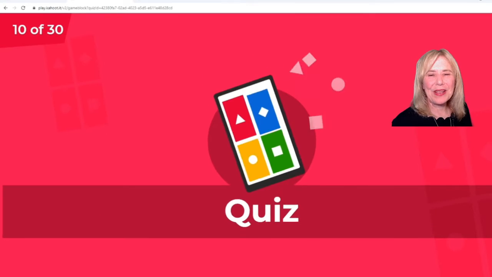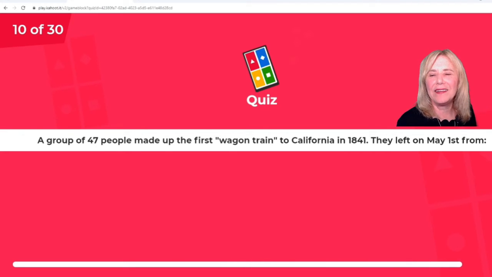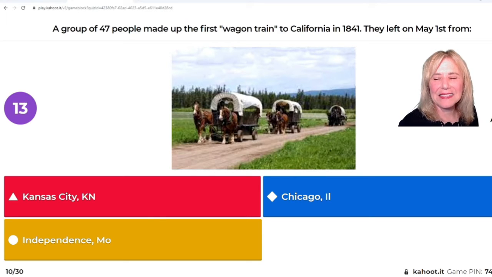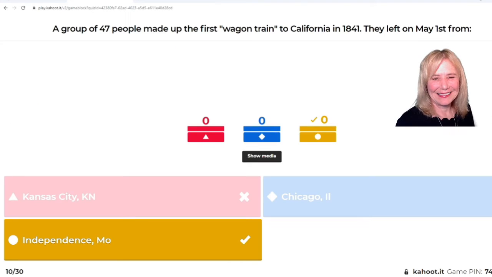All right, here we go with question number 10. A group of 47 people made it up the first wagon trail in California in 1841. They left on May 1st from where? Kansas City, Kansas, Chicago, Illinois, or Independence, Missouri? I'll give you a minute to type in your answer. If you guessed Independence, Missouri, you guessed the right answer.